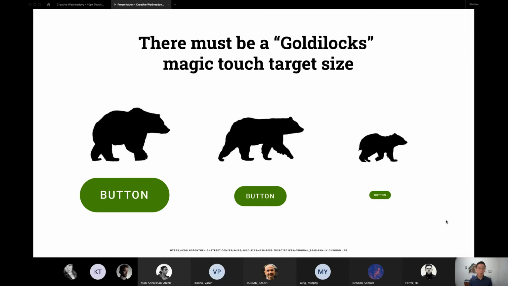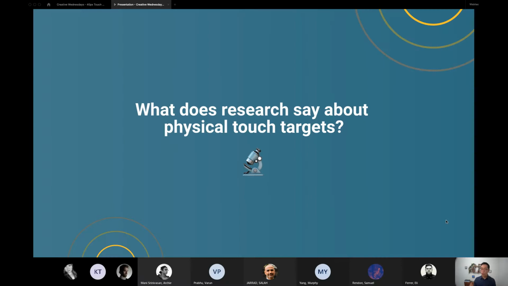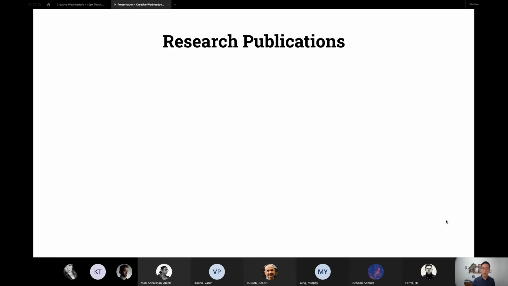So what I'm going to do is tell you guys the secret to finding this Goldilocks magic touch target size. And to do that, we have to split up, again, the touch target into the physical world and the digital world. So what does research have to say about physical touch targets? Again, just inches and centimeters. How big should we make our touch targets?